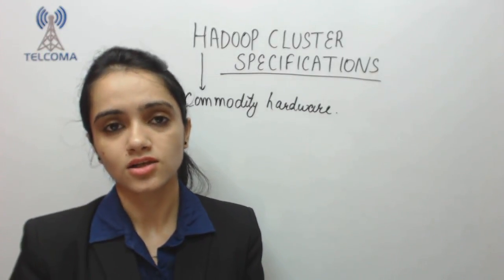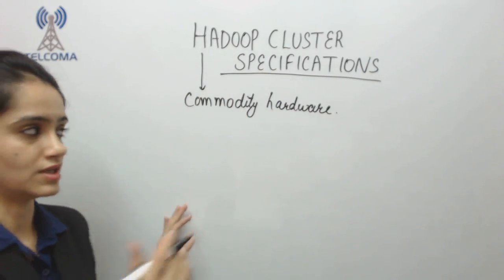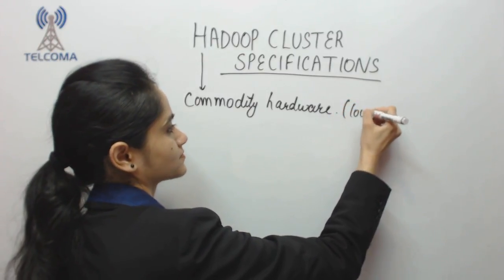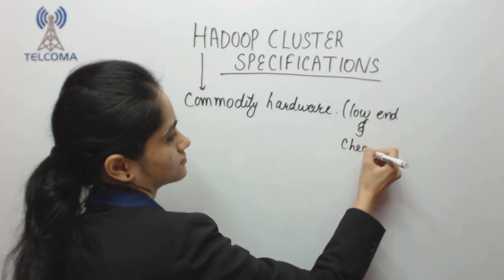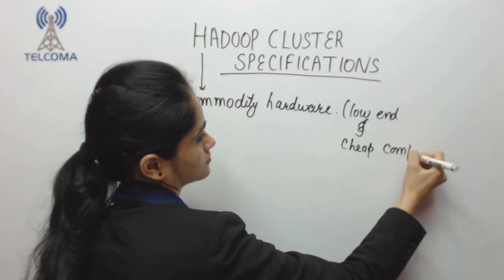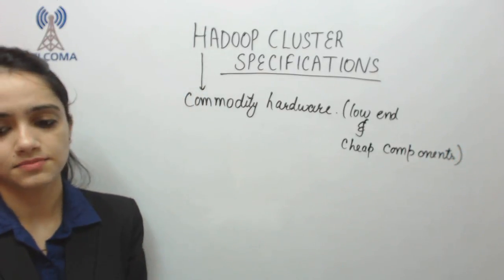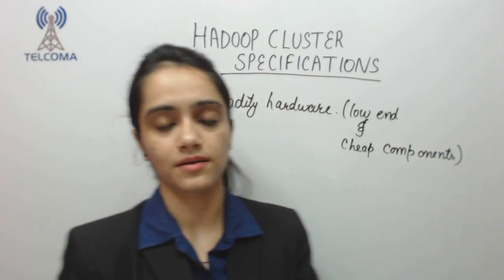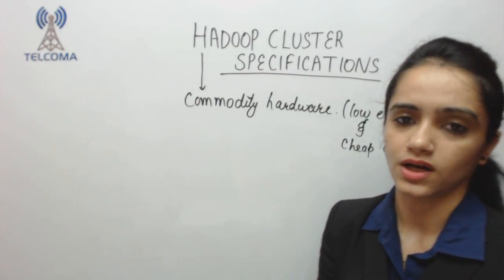Now, what does commodity mean? Commodity means low-end and cheap components, so we can use them here. Now, what are the cluster specifications? That means, what hardware do we require for this?